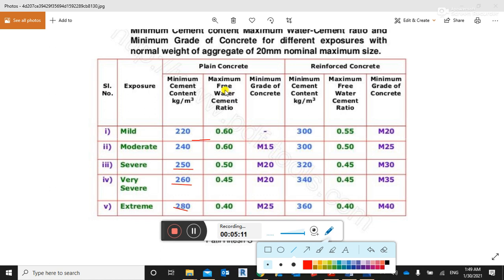One more thing, maximum free water cement ratio for the mild condition is 0.60. As earlier I just mentioned, the water cement ratio should be between 0.45 to 0.6. We can use any value. Guys, see, in mild condition the water cement ratio is 0.6. In moderate condition the water cement ratio is 0.6. In the severe 0.50. In very severe 0.45. In extreme 0.4.